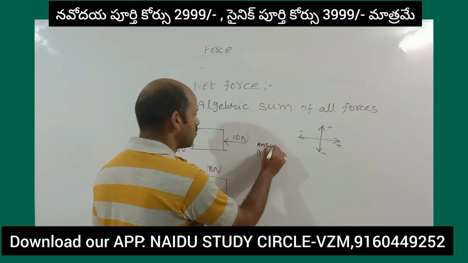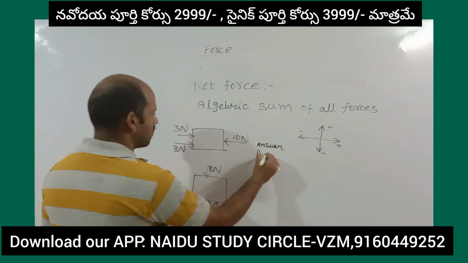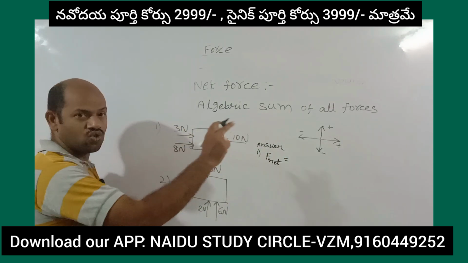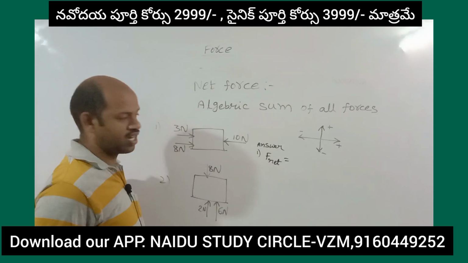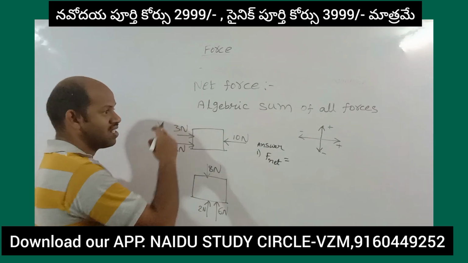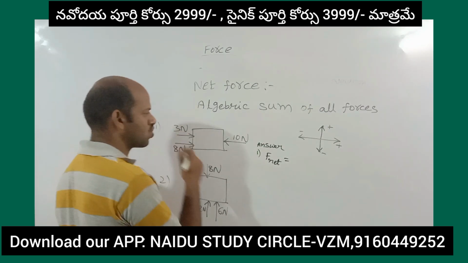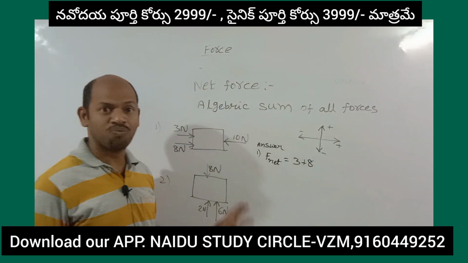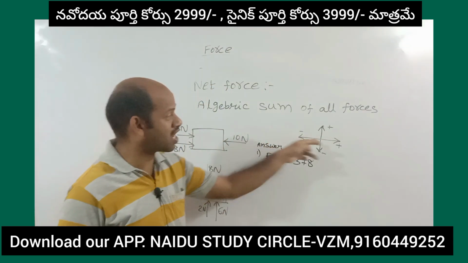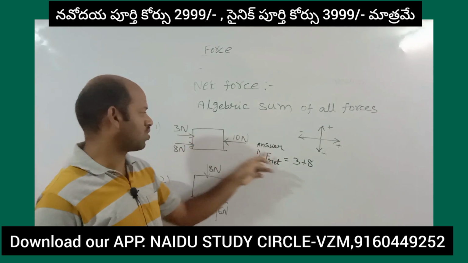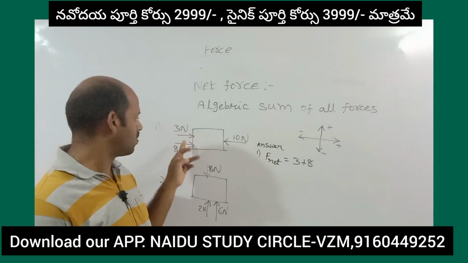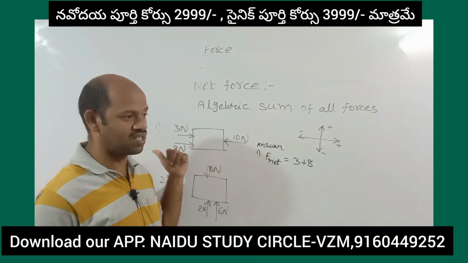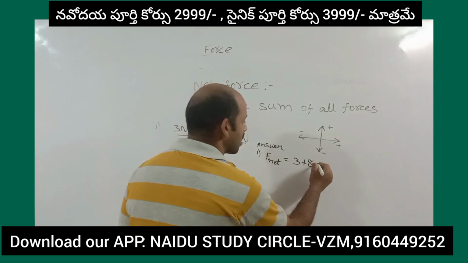How can we solve that net force? This 3 newtons is towards right, 8 newtons also towards right. So both are acting in the same direction, then the total force towards the right side is 3 plus 8. Why do we consider positive? Already we discussed that towards the right side the force direction is positive. That's why 3 plus 8. And now this force 10 newtons is acting towards the left side. Towards the left side means we will consider it as negative.